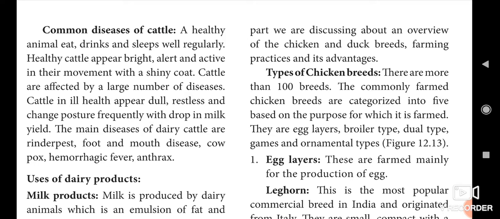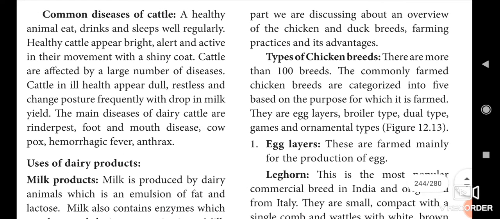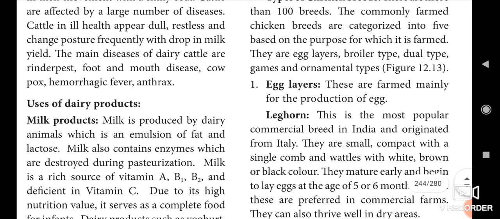Dual purpose, then draught purpose, then dairy purpose, isn't it? Like that, here also chicken breeds are classified into egg layer, broiler type, dual type, game and ornamental type. Okay, so first we see about the egg layer. These are farmed mainly for the production of egg. This kind of chicken breeds are maintained for their egg production.